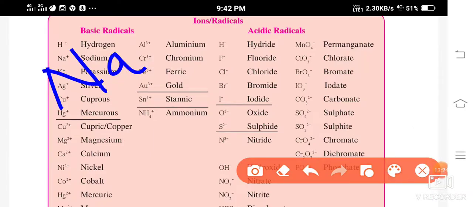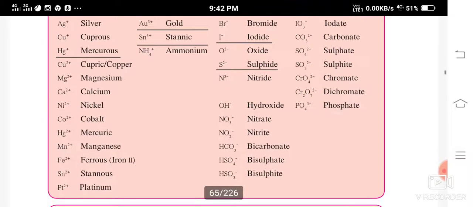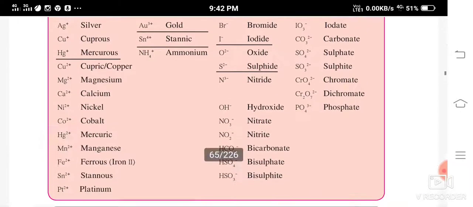Na plus is a basic radical, a cation. The plus means 1 is the valency. Now bicarbonate, we will see. HCO3 minus. So the valency of bicarbonate is also 1.